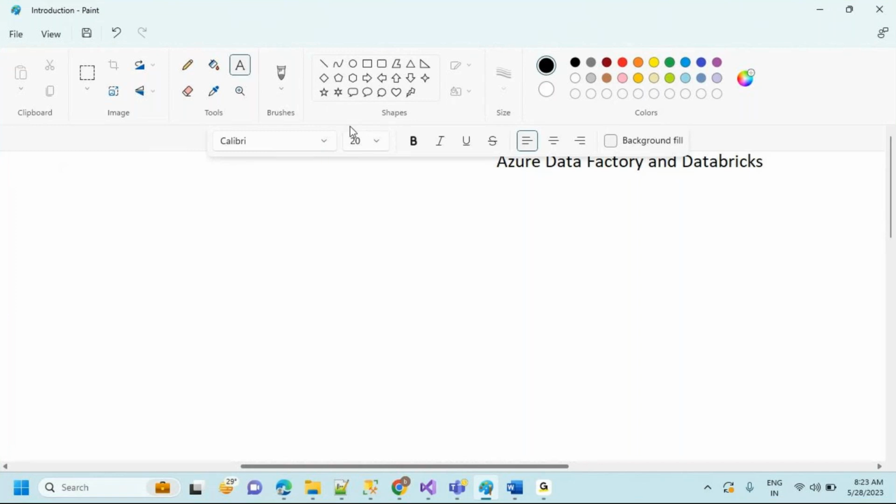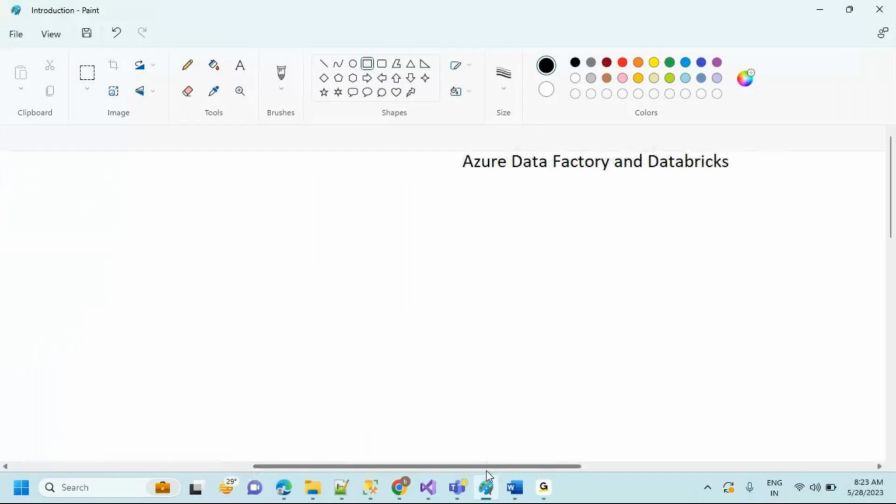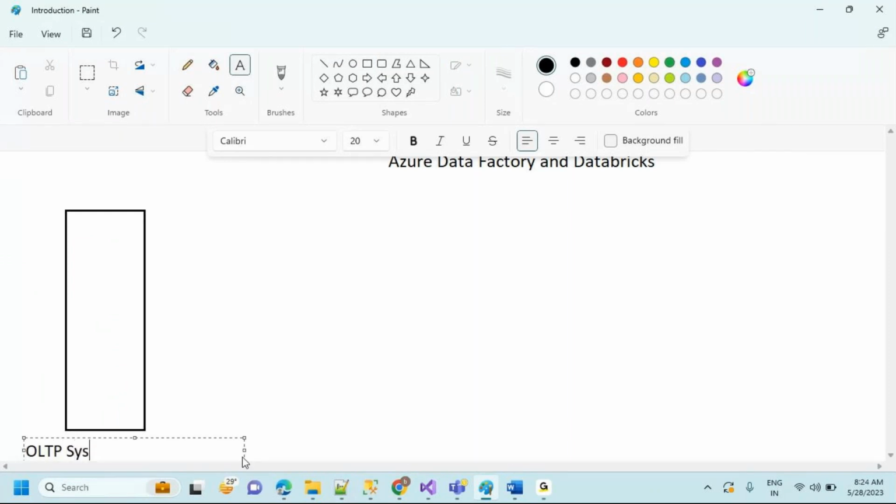We'll talk about that, but even that is not going to be very important. Let's say I have an SSIS project and I want to migrate it into Azure Data Factory, or it is a brand new project. How are you going to do it? That is what I'm going to take you through here. We are going to have data in a business system, let's say an OLTP system, wherever you keep your business data.